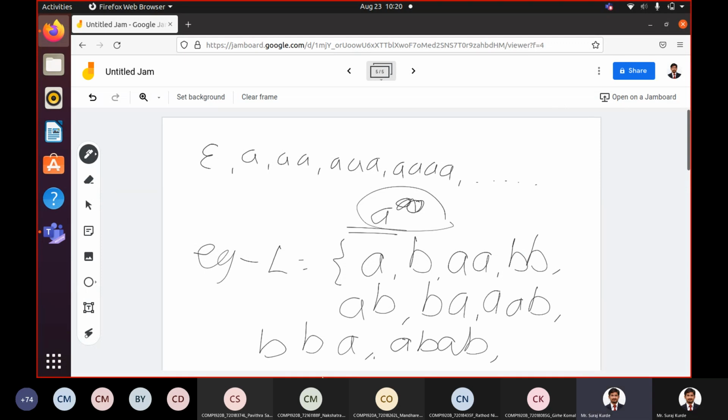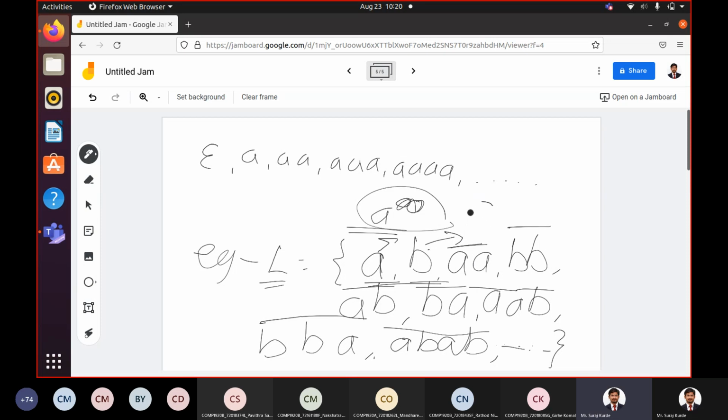So these are some strings which belong to the given language. What is the combination? It is a single character string A, a single character string B, or A repeated two times, B repeated two times, or A followed by B followed by A, two A's followed by B, two B's followed by A, or AB. So A is followed by B, then A and again B. Any combination of A and B.